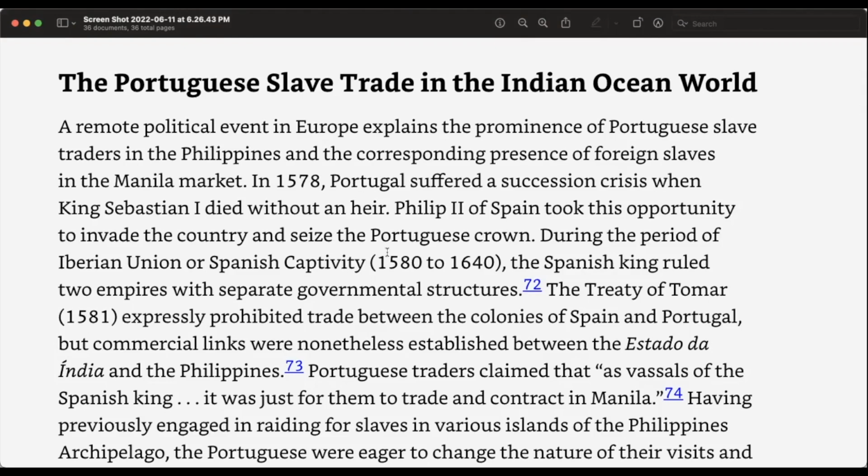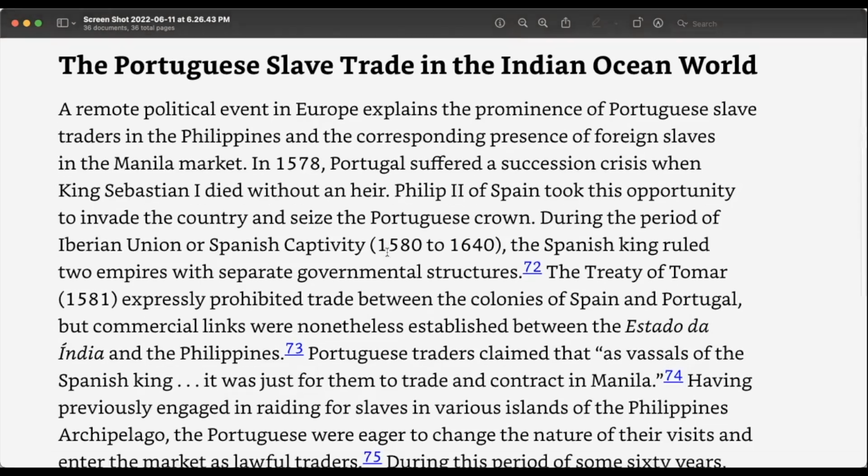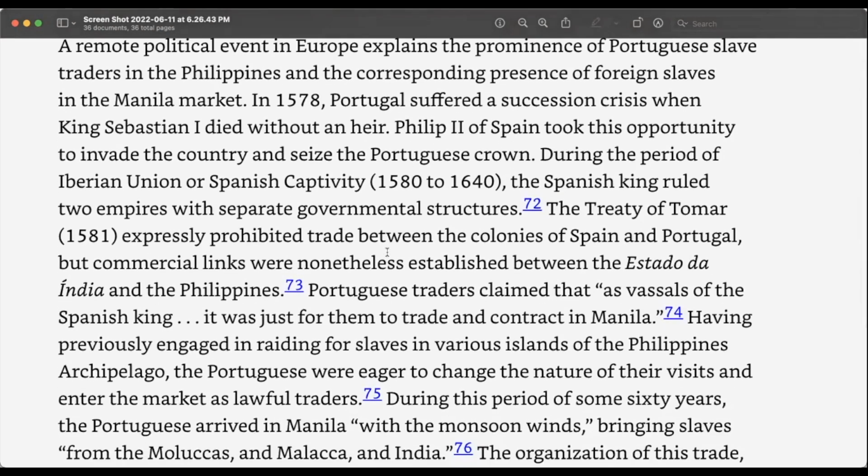In 1578, all the way back in the 1500s, guys, Portugal suffered a succession crisis when King Sebastian I died without an heir. Philip II of Spain took this opportunity to invade the country and seize the Portuguese crown. During the period of Iberian Union, or Spanish captivity, 1580 to 1640, the Spanish king ruled two empires with separate governmental structures. The Treaty of Tomar, 1581, expressly prohibited trade between the colonies of Spain and Portugal, but commercial links were nonetheless established between the Estado da India and the Philippines.